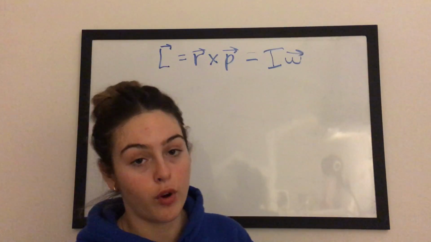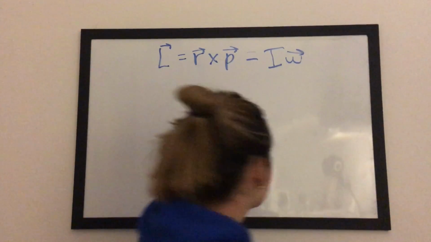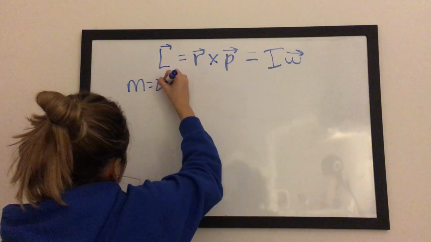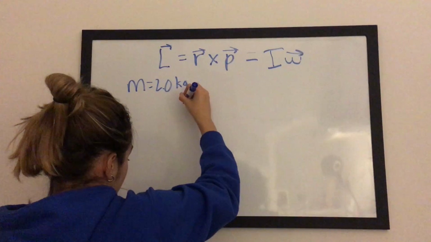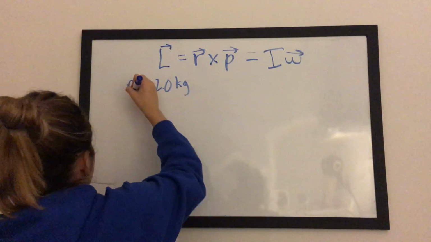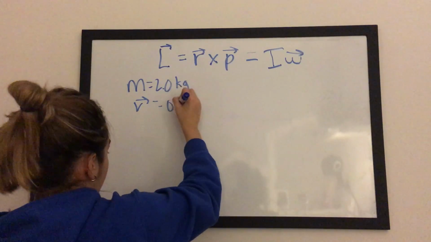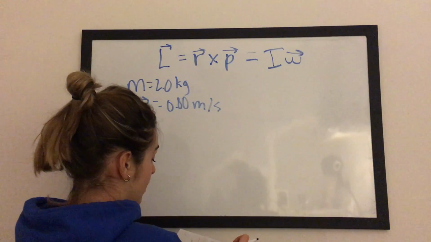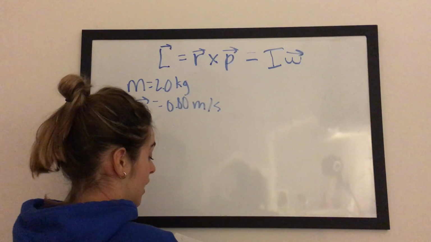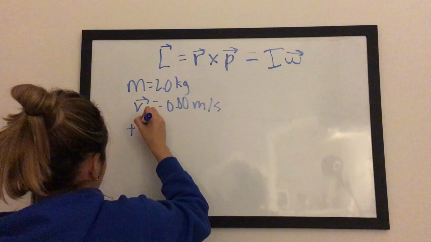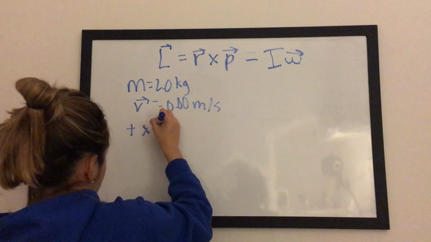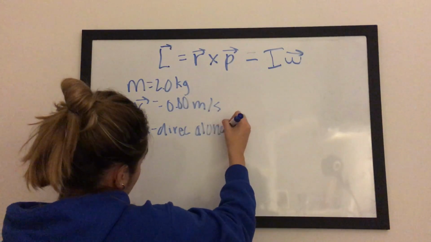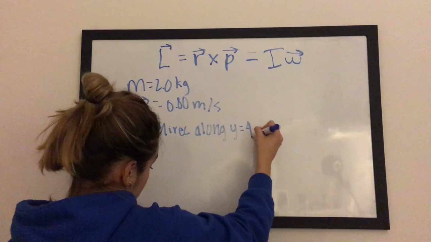Given this formula and the information we're given, we know that the particle's mass is equal to 2.0 kilograms. We know that the speed is 0.80 meters per second. We also know that it's moving in the positive x direction along the line y equals 4.